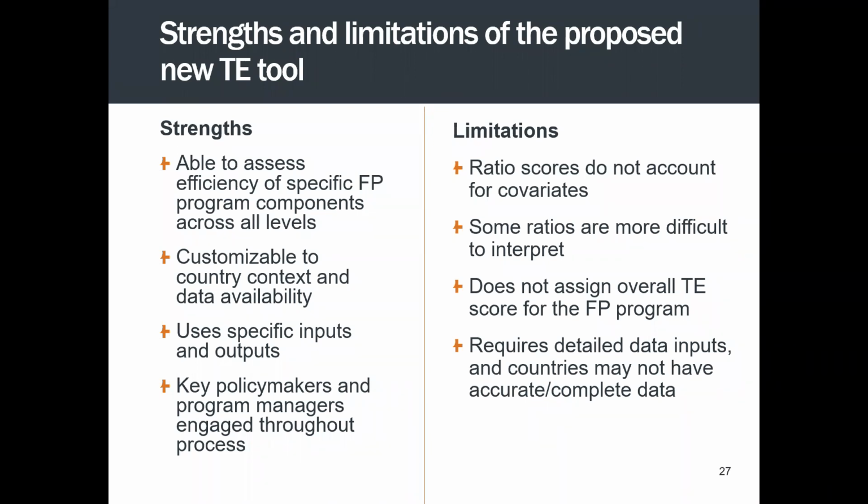Also, some ratios are more difficult to interpret than others, given the complexity. Some of the input and output indicators are actually composite indicators in themselves, so it's a little bit more difficult to interpret. And it does not assign overall technical efficiency scores for the entire family planning program.